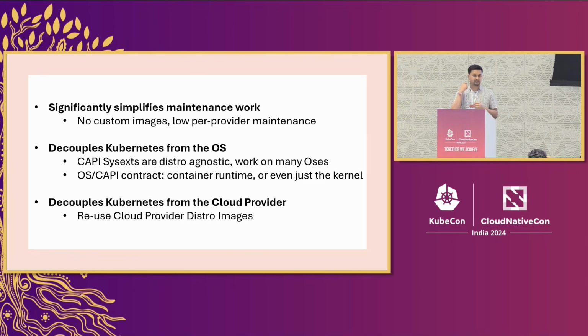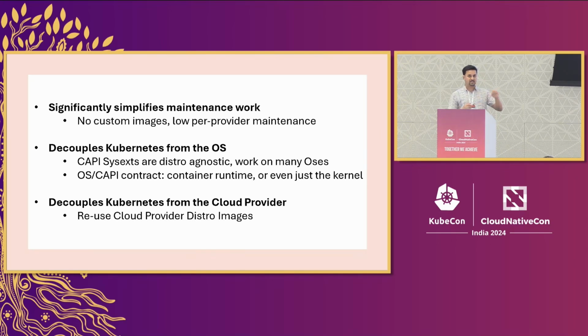The Kubernetes raw image file that you saw is the same across all the cloud providers. It's the same image that we use for all the providers. And if you have a custom Kubernetes Sysext image, you can do the same, and you can use the same image in all the different providers.